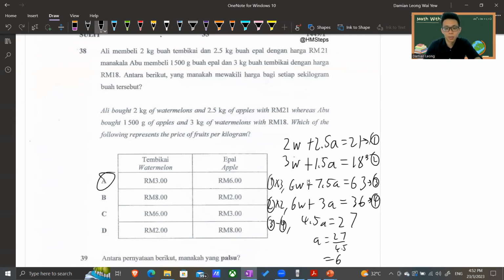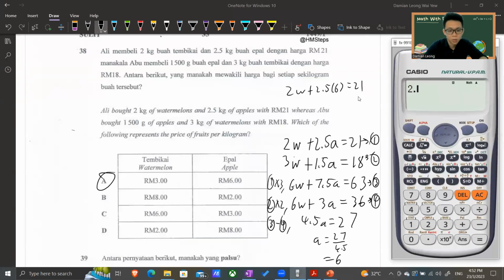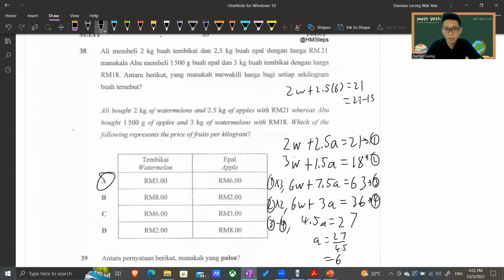Okay, if you're not sure, you can substitute into any of these. Let's say I substitute in here. 2w plus 2.5 times 6 is 21. 2.5 times 6 is 15. Bring over, plus becomes minus, is 6. Then divide by 2, 3. So you see, it matches. You don't have to use w and a. I use w and a because I feel it's easier to see which is which. But you can use x and y also, or any other letters. It's up to you. Okay.